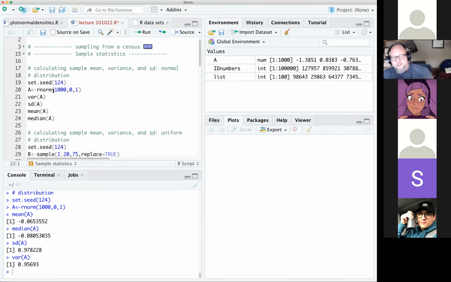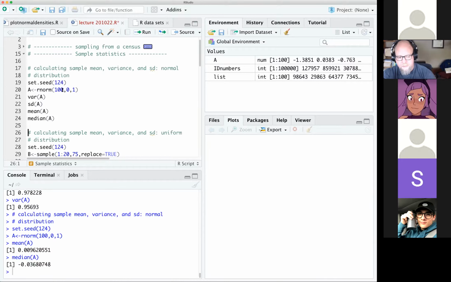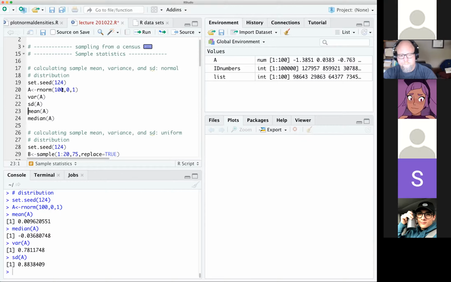So in this example of line 20, you can imagine my population is the population that's described perfectly by a normal distribution with mean 0 and standard deviation 1, and I created a sample of size 1,000 from that population. And then here I calculated my sample mean, sample standard deviation, sample variance. Watch what happens if I make the size of my sample smaller. My mean, oh, it's still close to 0. That's great. My median, yeah, that's still pretty close to 0. Variance is a little bigger, and standard deviation is a little bigger. So this is how you calculate mean, median, variance, and standard deviation with R.